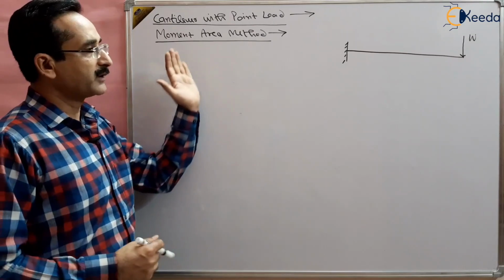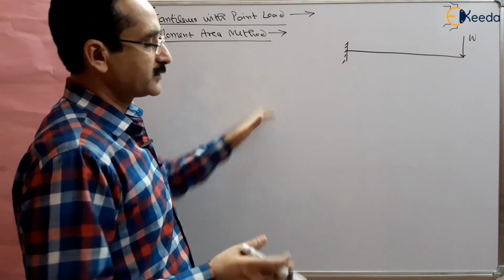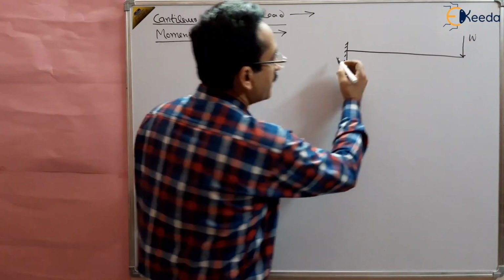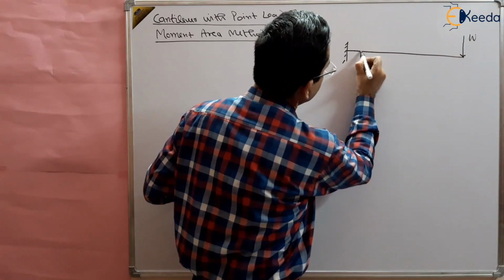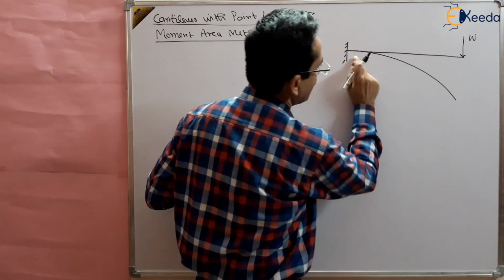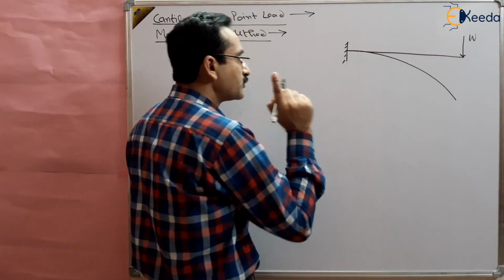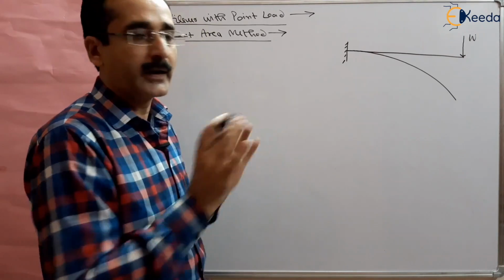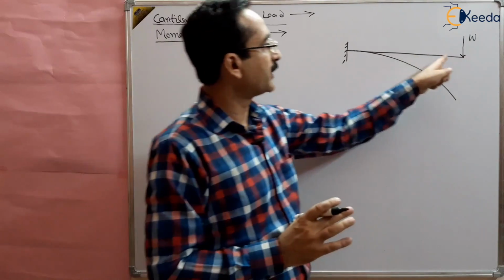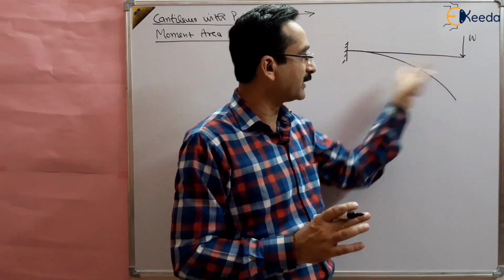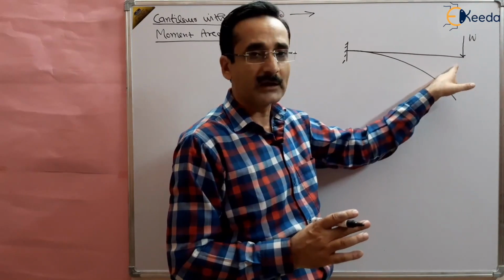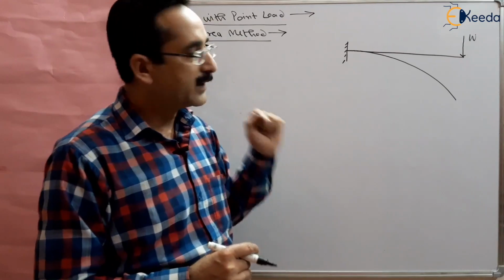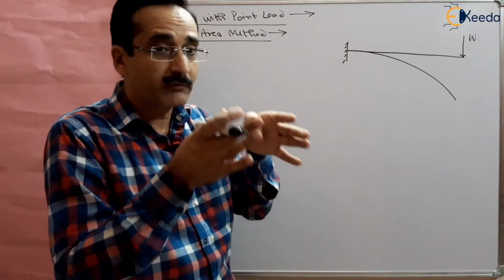This is our aim, right? So you know what the moment area method is. The slope between 2 points on an elastic curve, the curve after deformation, is like this. The slope between 2 points will be the area of the bending moment diagram. So first we have to find the area of the bending moment diagram of this cantilever beam, and then find the slope between 2 points.